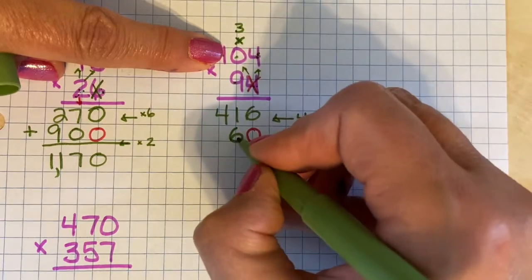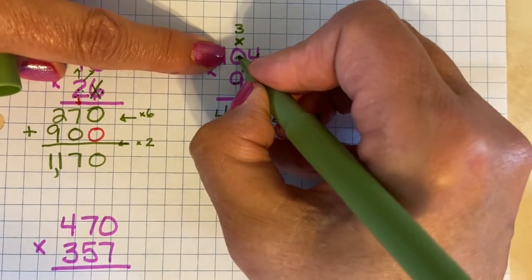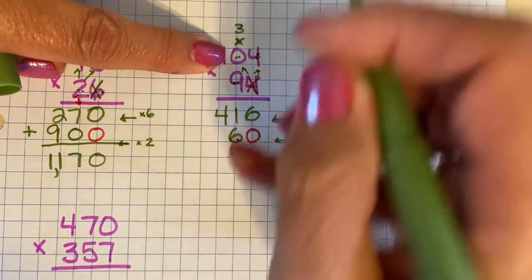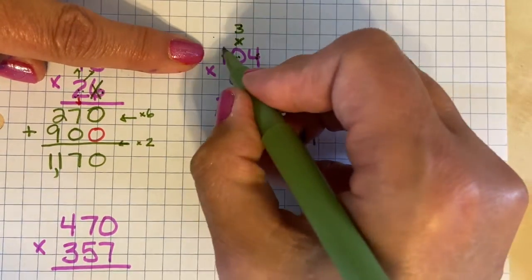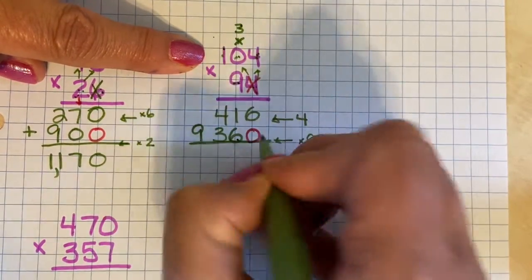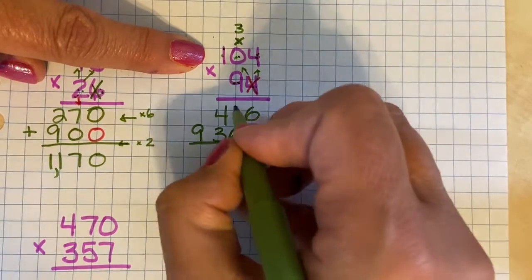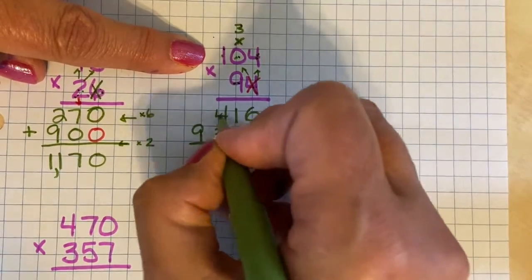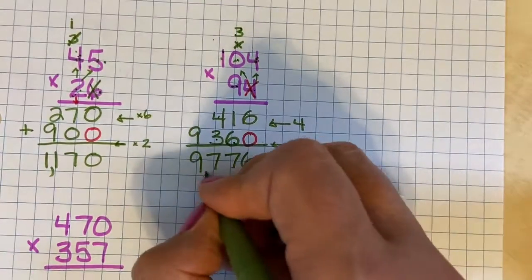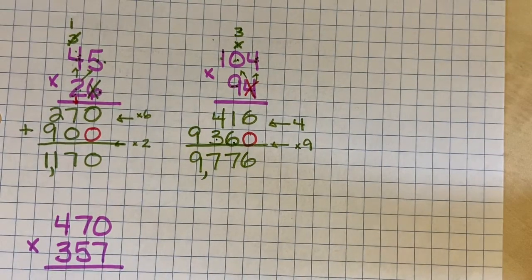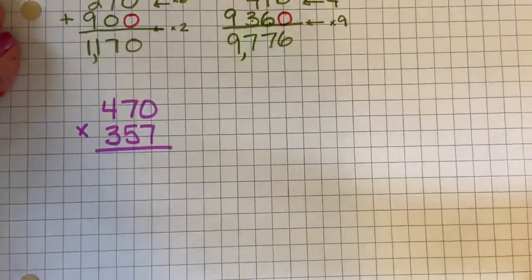So it's 36. 9 times 0 is 0, plus 3 is 3. I don't have anything to carry over here. 9 times 1 is 9. Add them up. 6. 6 plus 1 is 7. 4 plus 3 is 7. 9 plus nothing is 9. So that one's 9,776. Okay.